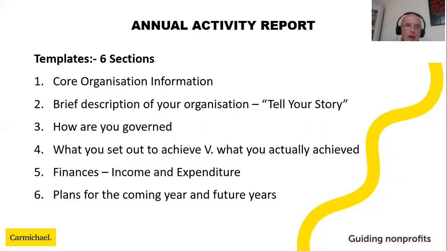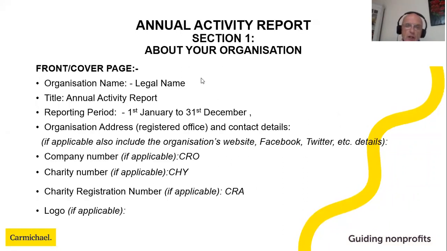There are 6 sections to it. The core organization information, then a brief description of your organization, how you were governed, which is very important, we'll be coming to that, what you set out to achieve versus what you actually achieved, and then try and explain the variances as best you can. Income and expenditure, very important, and then plans for the coming year and future years. Where are you going and how are you going to get there, and what are your proposals for that? So the first section of your annual report would be your front page or your cover page.